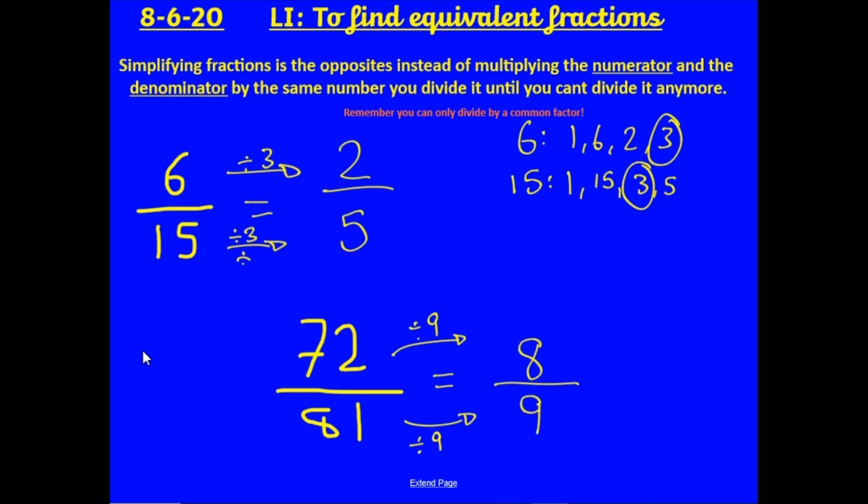Can I go any further with that? Well, 9 is not divisible by 2, so I can't do the top one. 3, yes, no. 4, yes, no. 5, no, no. 6, no. So no, I cannot go any further. So therefore, 72 over 81, simplified, is 8/9.